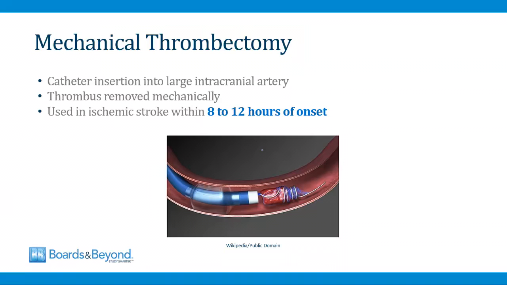Mechanical thrombectomy is an alternative to thrombolysis that's becoming increasingly popular, so you should be familiar with it. It involves inserting a catheter into a large intracranial artery, and then the thrombus is removed mechanically. This is an image of what it looks like on the screen here. The coil collects the thrombus, and then you can suck it back out of the artery. And this can be done in centers that have the capability to perform the procedure in patients with ischemic stroke within 8 to 12 hours of onset of symptoms.